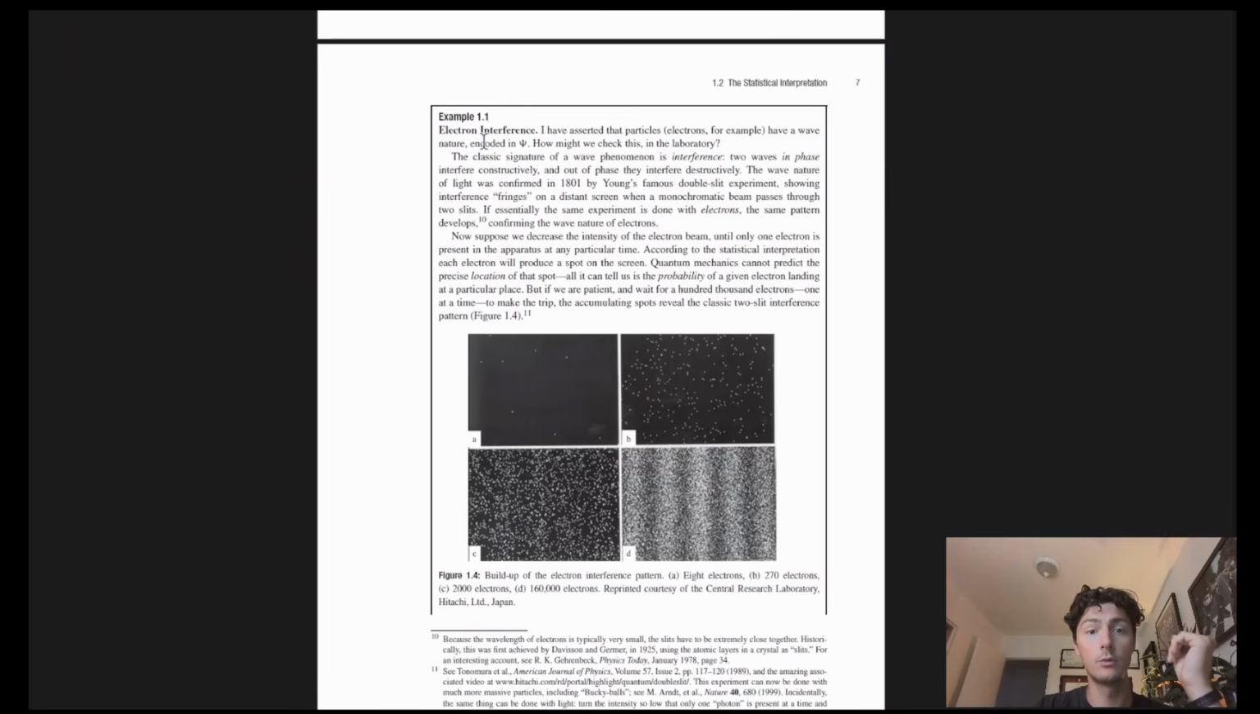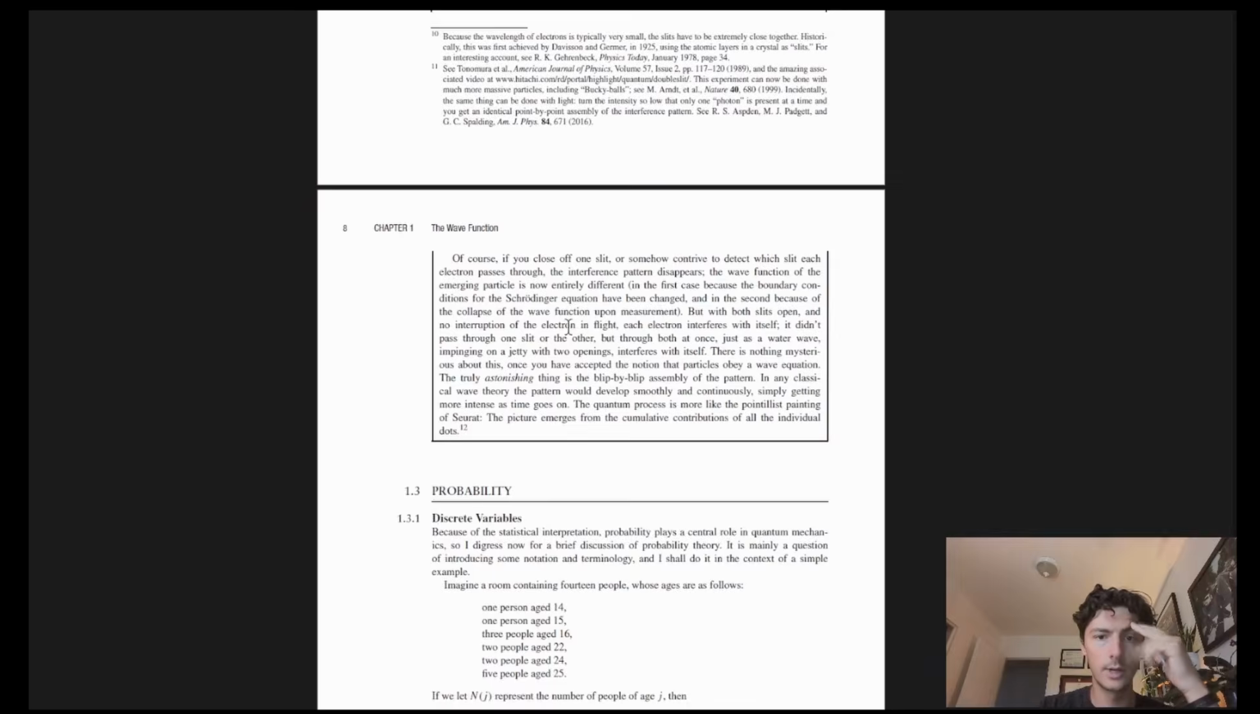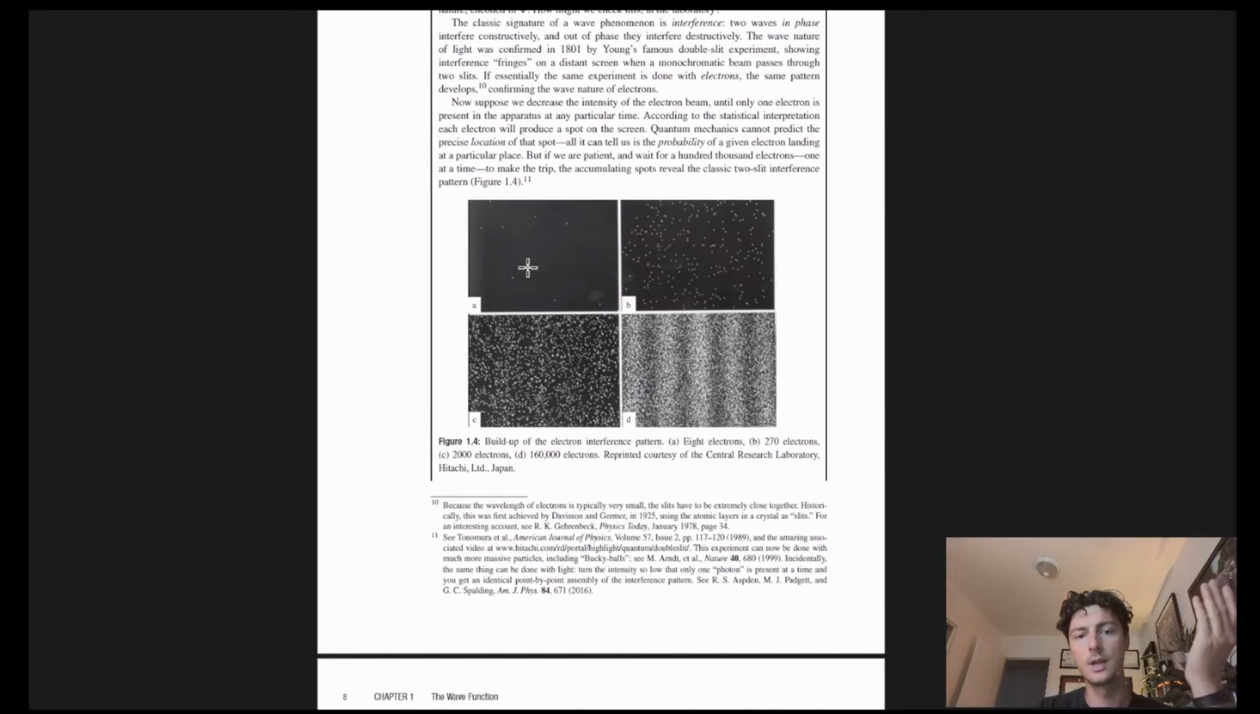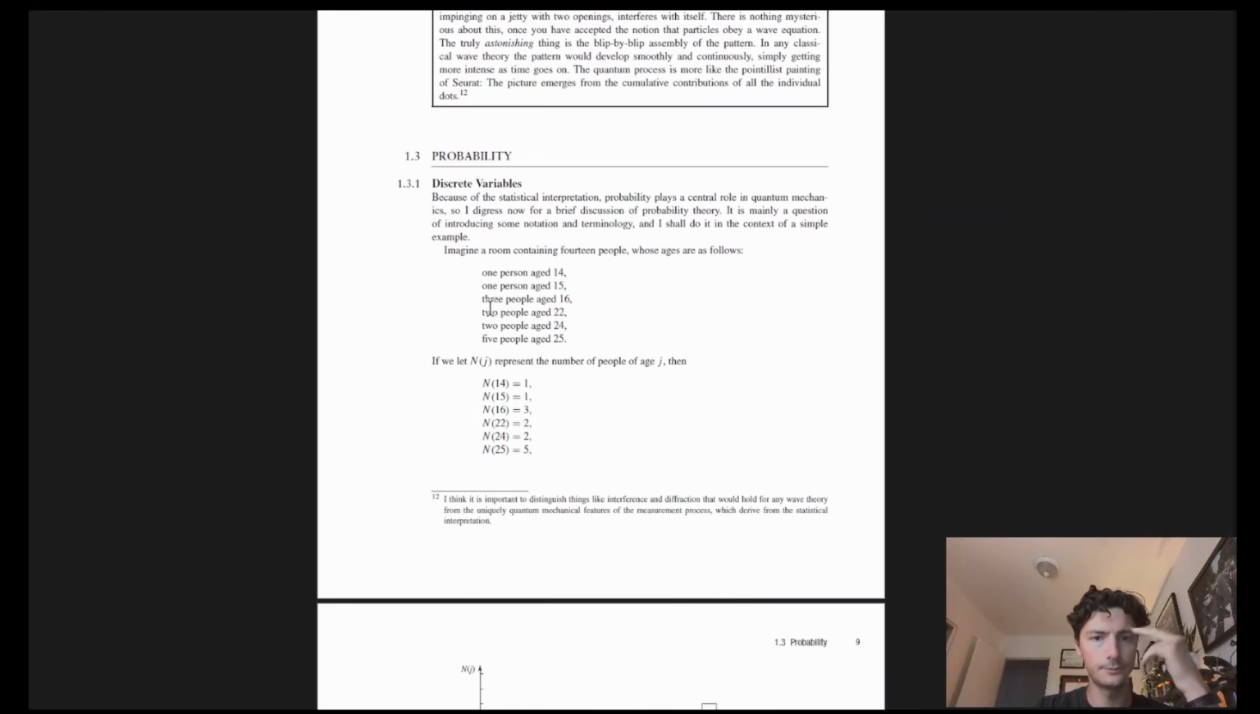Example 1.1, electron interference. We've got some scatter plots here. I'm assuming these are electrons hitting some kind of photosensitive screen. Interesting. So example. I guess there's no problem here. It's just an example. We'll read it later when we have the time. Section 1.3, probability. We got 6 sections, and I have 2 minutes, 30 seconds on the timer here.